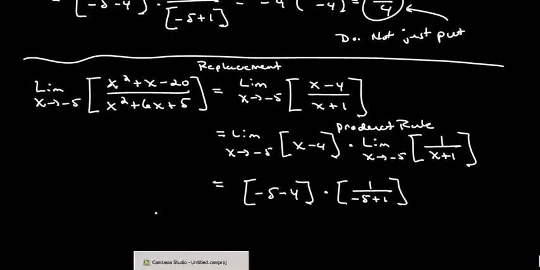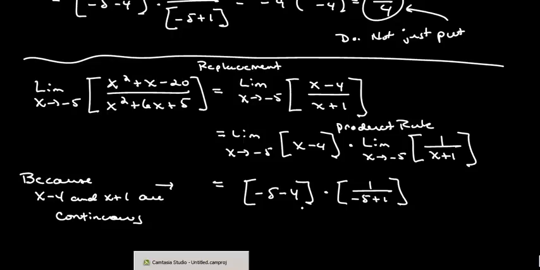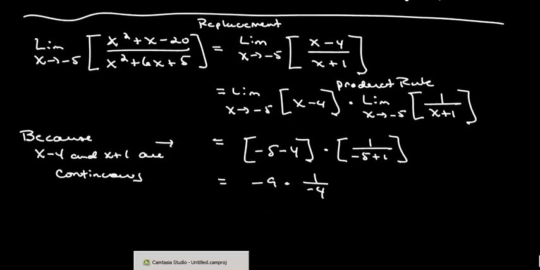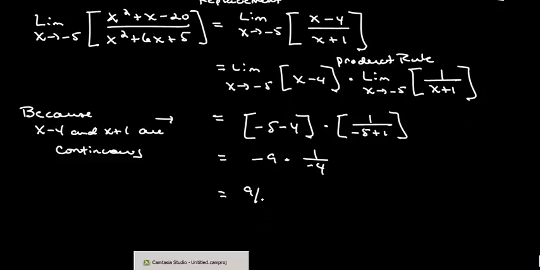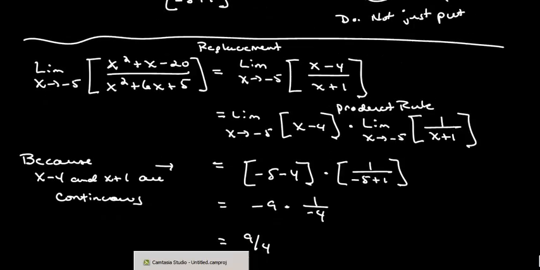And now it's good here to say something like, because x minus 4 and x plus 1 are continuous. That gives a justification for how you knew you could go from here to here. Now we evaluated our limit values, and again, we come up with 9/4. So I would like to see this written out very nicely. Again, if you just jump to this, no points.